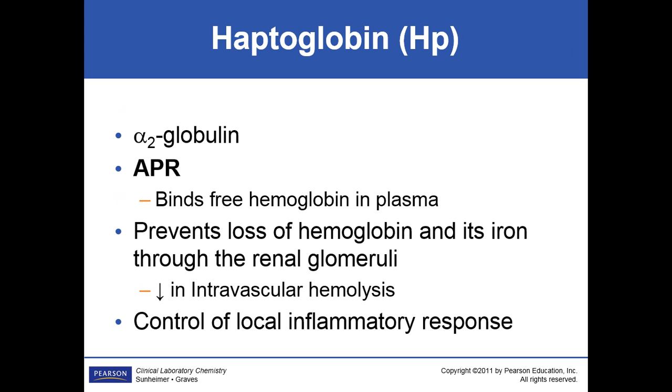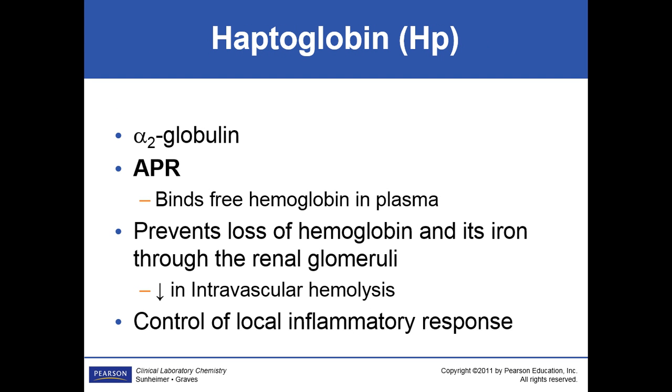Haptoglobin. Now we've moved over to alpha 2, okay? It's also an APR, and it's got an H in it, so that'll help you remember. Its job is to get the free hemoglobin.